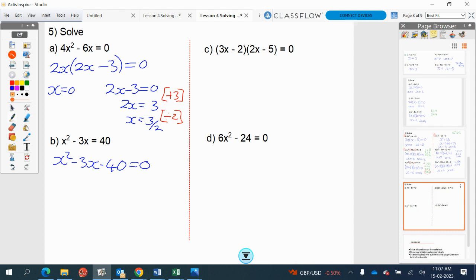So now we can look for the factors of 40. We're going to have 1 times 40, 2 times 20, 4 times 10. We've got one yet. Let's go for 8 times 5.